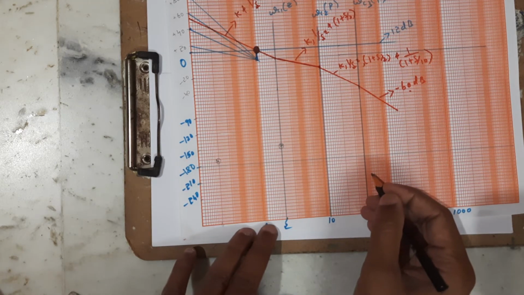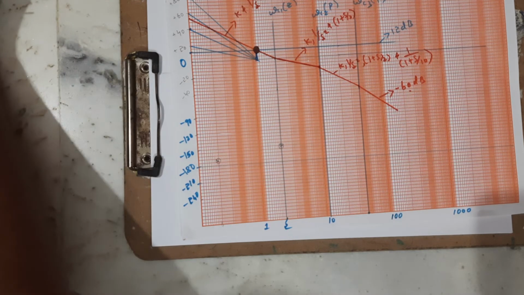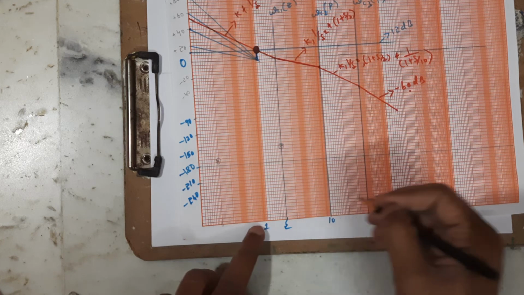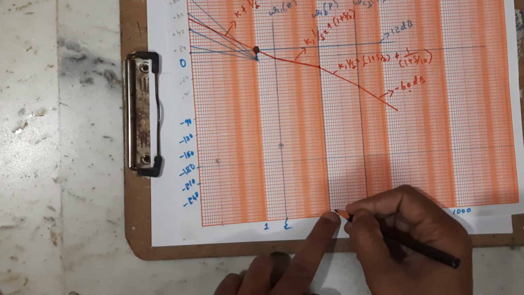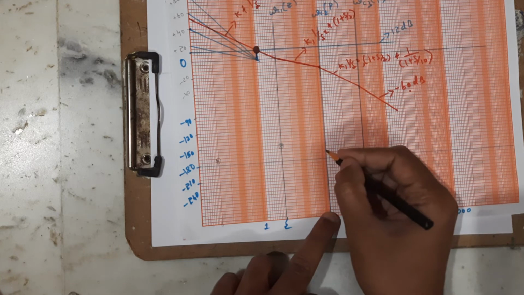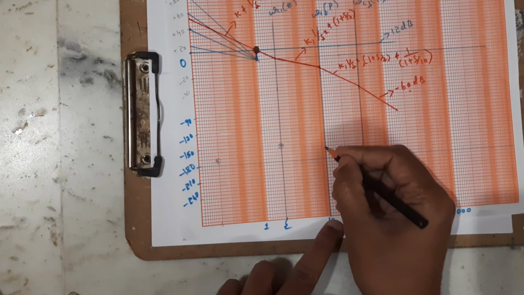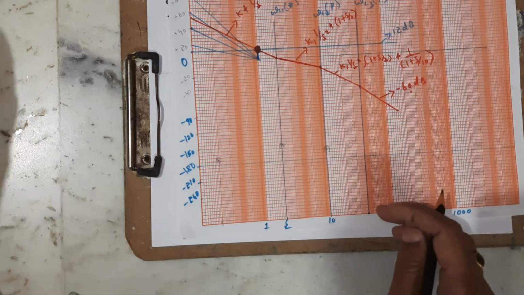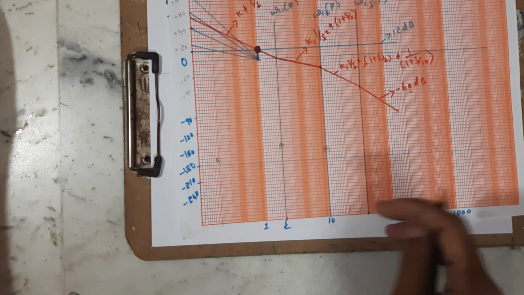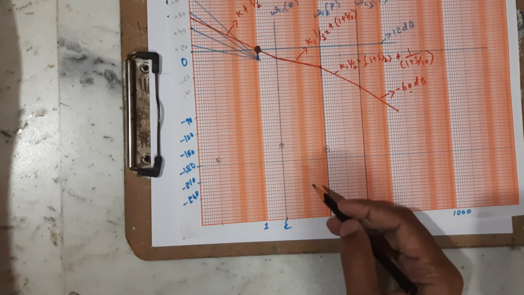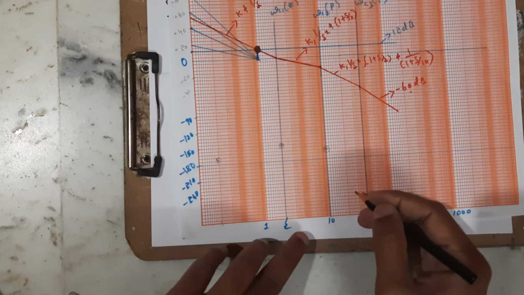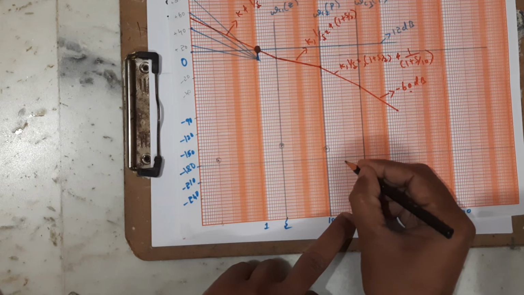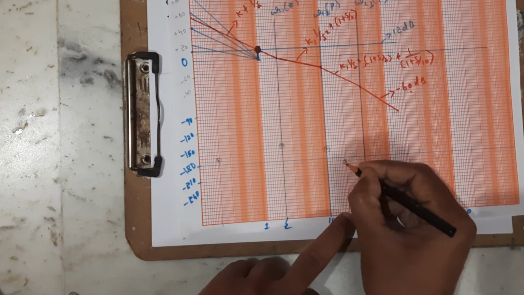When it is 10, it is 160.43, so about minus 160, somewhere here. Next, when it is 20, I am going to come across minus 185, somewhere here.